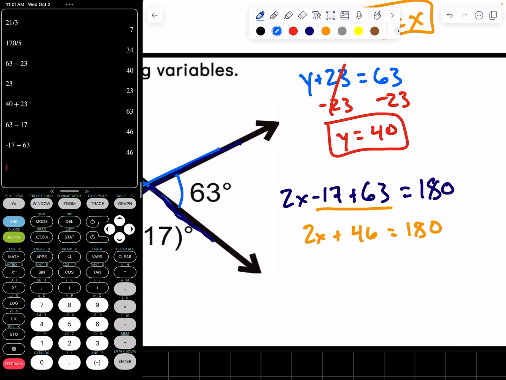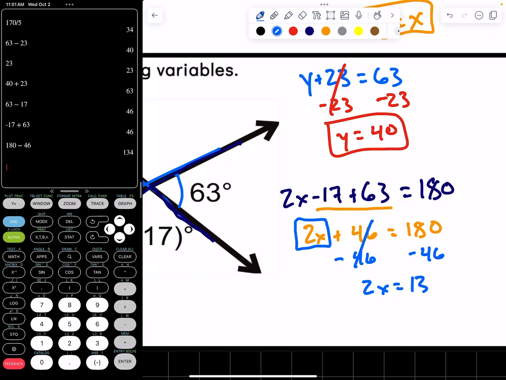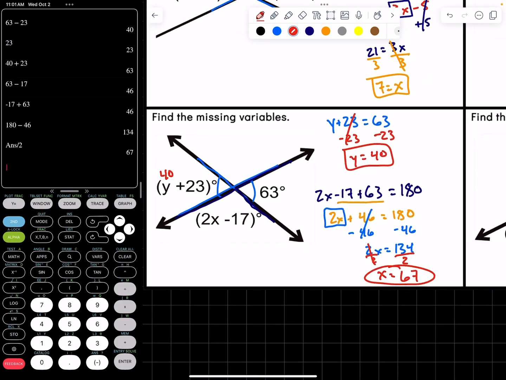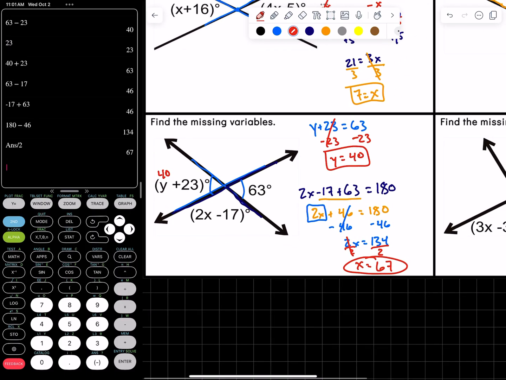2x plus 46, I want to isolate my x as best I can, so I'm going to get rid of addition by using inverse operation. So I'm going to subtract 46 from both sides. 2x equals 180 minus 46, 134. Divide both sides by 2. X is going to equal 67. So that takes care of my x and my y.